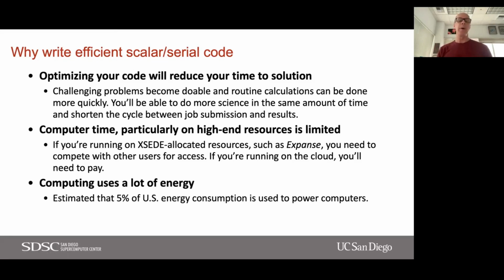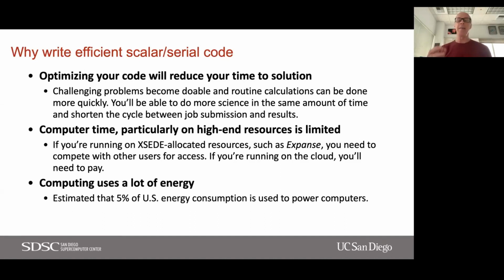So, just a few practical reasons why we're trying to write efficient code. First of all, optimizing your code is going to reduce your time to solution. And what we really like to see, especially when we get a big speedup, is that a challenging problem now becomes doable and routine calculations can be done more quickly. As many of you are domain scientists, this means that you'll be able to do more science in the same amount of time. You can shorten the cycle between job submission and results.